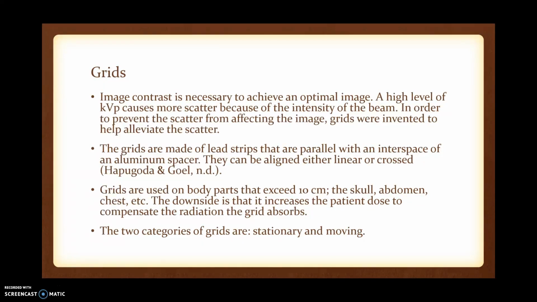They can either be linear or crossed. And preferably you would use grids on body parts that are thicker than 10 centimeters. So skull, abdomen, chest, etc. I wouldn't suggest using it on hands or wrists because that's just unnecessary exposure, because you will have to raise the kVp slightly because of the grid absorbing some of that radiation.